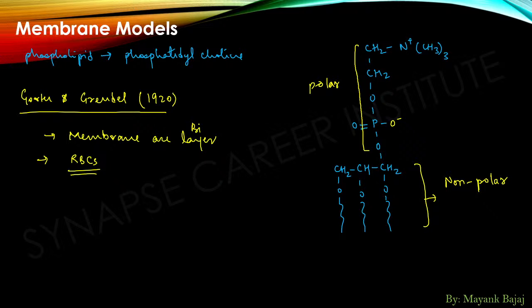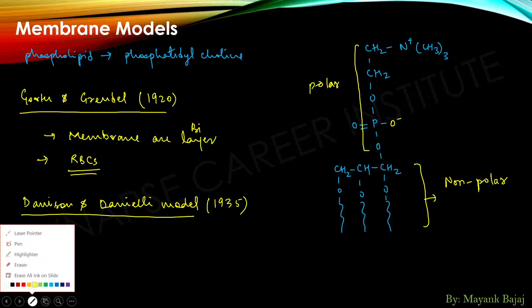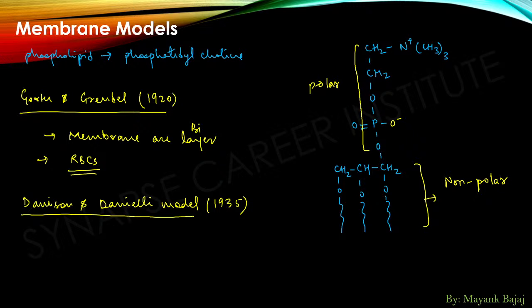Then the next model was proposed by Davson and Danielli, which paved the way to have proteins included in them, right? The Davson and Danielli model was proposed in 1935. According to this model, the membrane is a bilayer, but it is coated with proteins on either side.